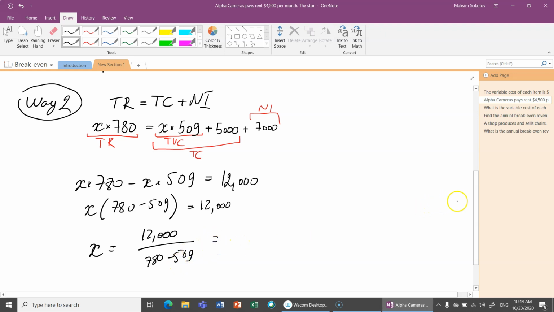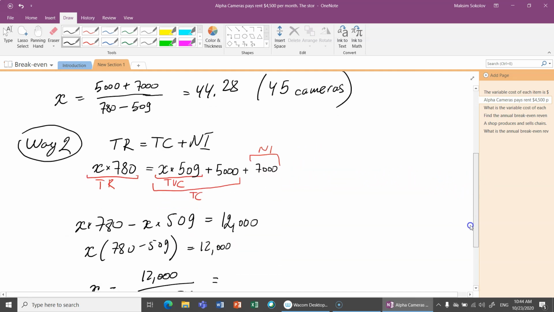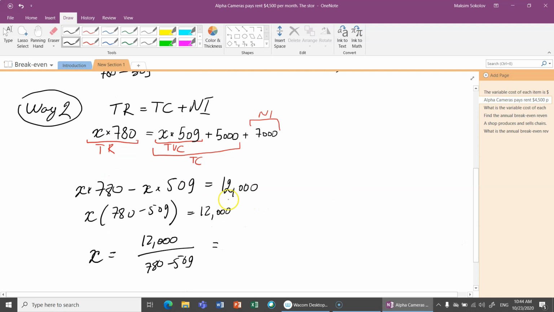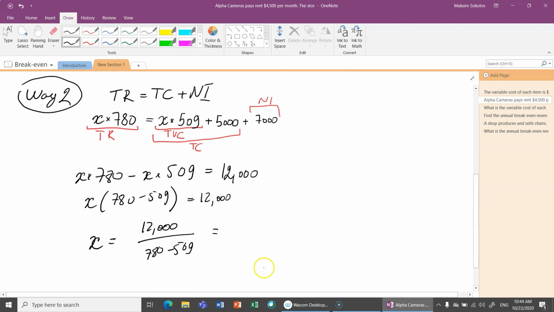So that will be exactly the same number as we already had here. It's 44.28. If we round up, it will be 45 cameras, right? So exactly the same answer, but it is going to be a different solution, which is of course equivalent. So it's 45 cameras.